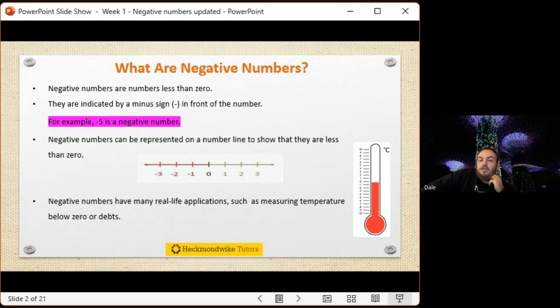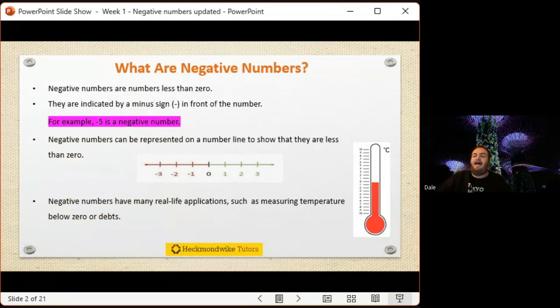Next it says negative numbers have many real-life applications, such as measuring temperature below zero or depths. So somebody might be in a very cold country in the winter, and it might be -10 degrees. Oh, very cold. Glad I don't live there. You might take loads of money out of your bank account and have -15 in your bank account. Oh dear, it's not a very positive thing to happen.